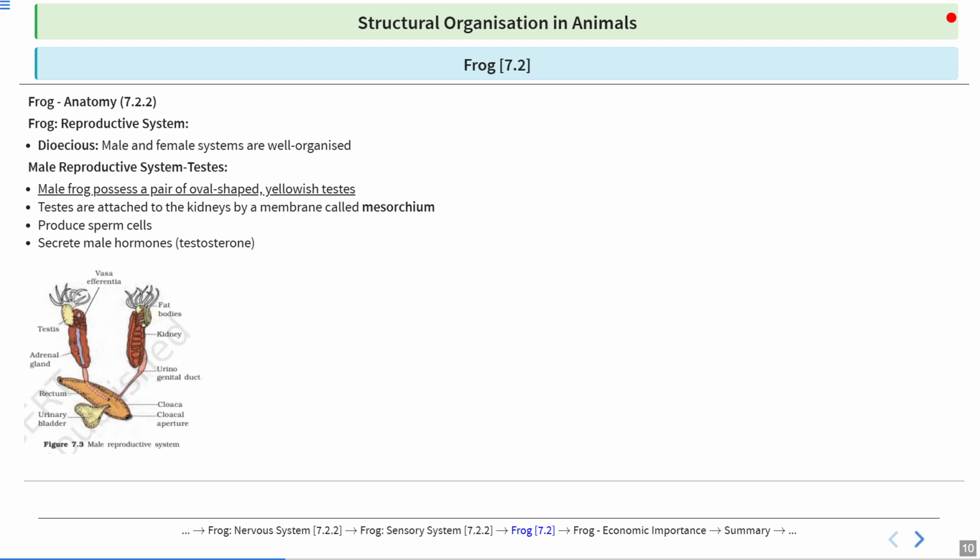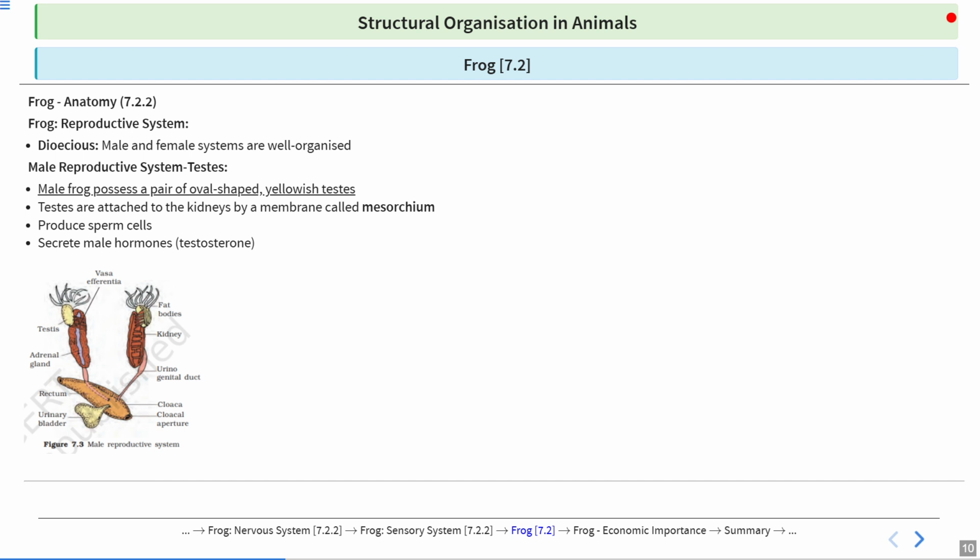You can see here the structure of the male reproductive system. Here you can see the yellowish testes attached to this, right? And for attachment, there is a membrane called the mesorchium, right? And you can see the adrenal gland, this violet color adrenal gland, attached to the kidney. And one more thing, fat bodies are also attached to this kidney. So this is a very, very important feature we see in the case of frog.